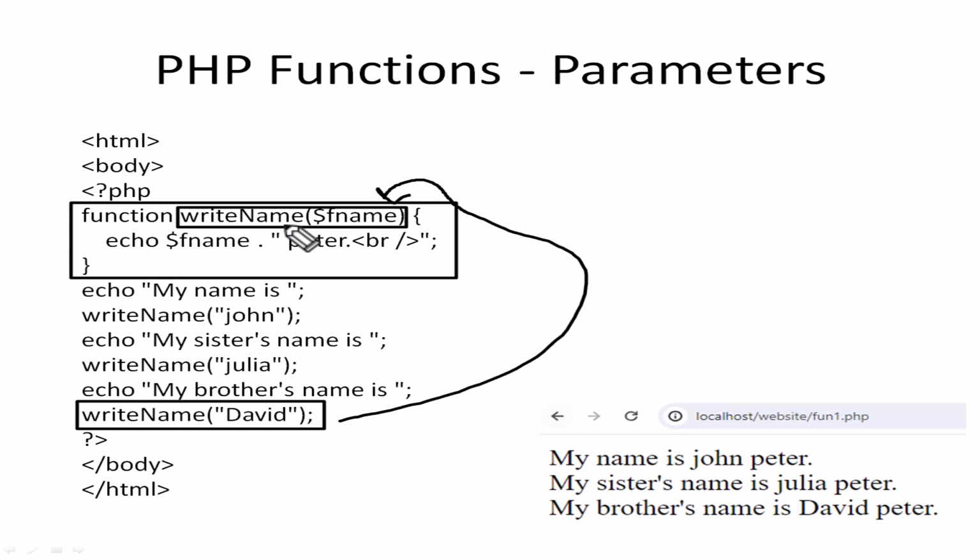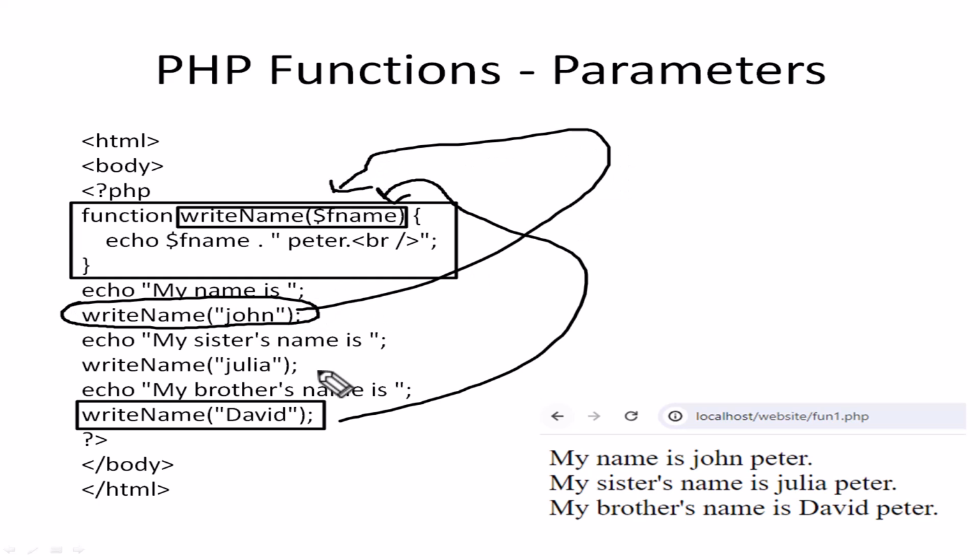In a similar manner, here we have written writeName John. So John is going to be appended with the name John Peter. Julia is going to be appended with the name Peter. Similarly, David is appended with the name Peter. So now let us see the execution of this specific program.